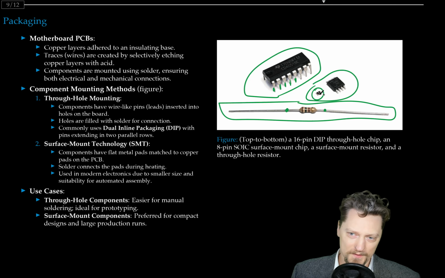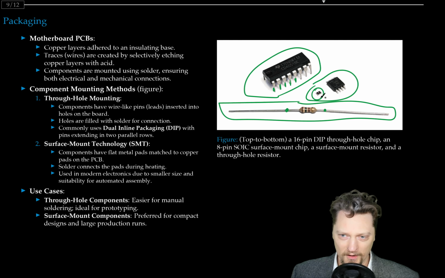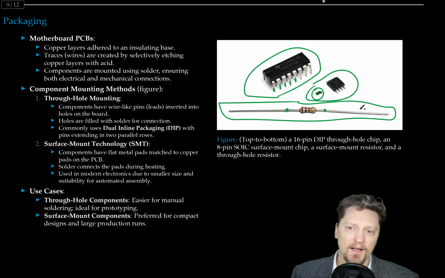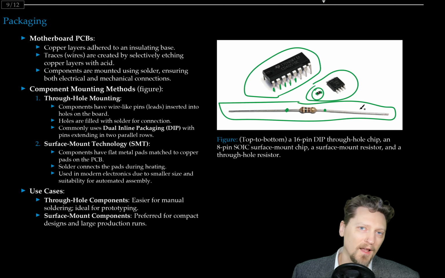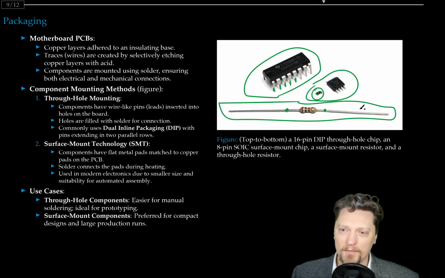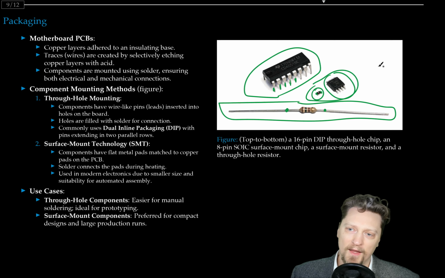See how much smaller that is than this large through-hole resistor. It's difficult to see because it's very small in this figure, but there are two pads on the exterior edges, here and here, that will take solder and will be soldered to the board. And then we have a chip here with SMT mounting, and these little pads here will get soldered to the board.